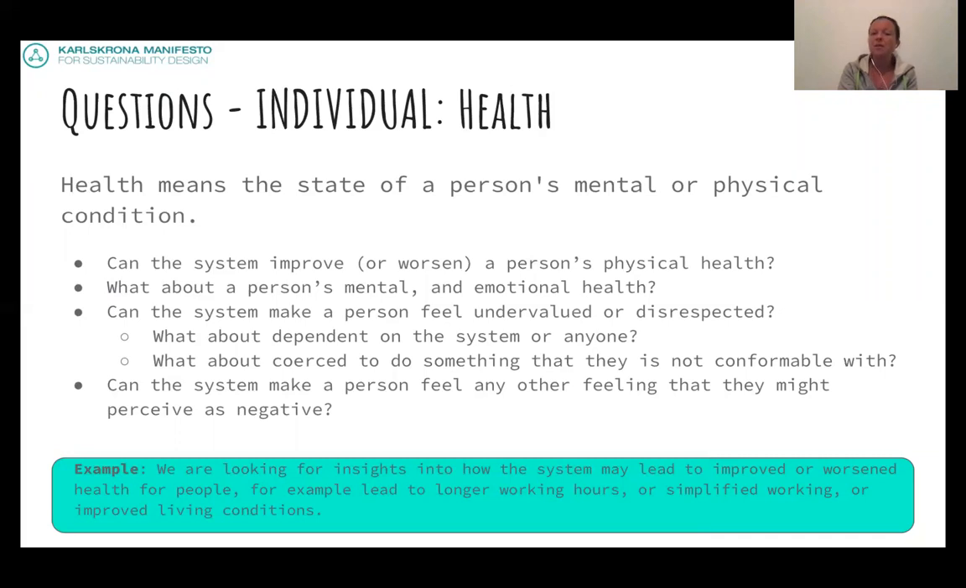What about dependent on the system or anyone? What about coerced to do something that they don't feel comfortable with? Can the system make a person feel any other feeling that they might perceive as positive or as negative? So here we're looking for insights into how the system may lead to improved or worsened health for people. For example, lead to longer working hours or simplified working or improved living conditions. Any of those. Hit pause, think about it.